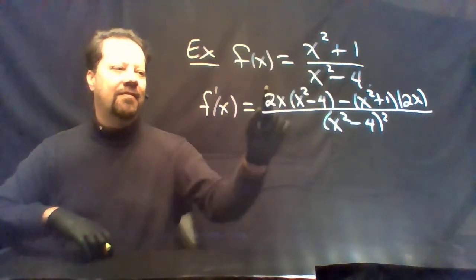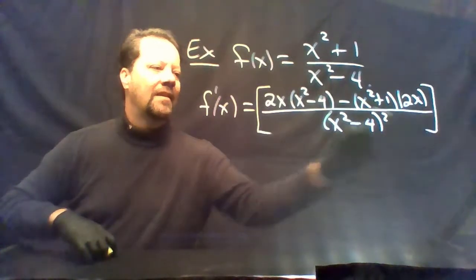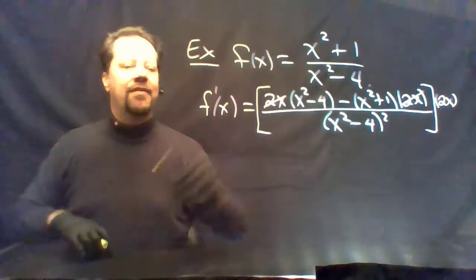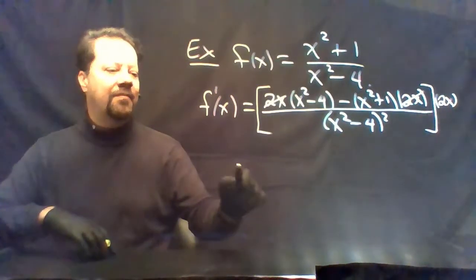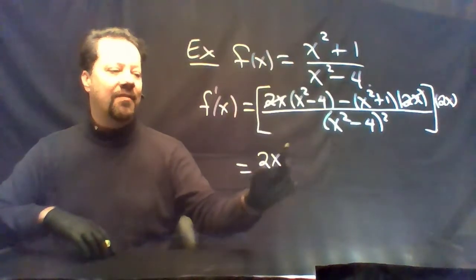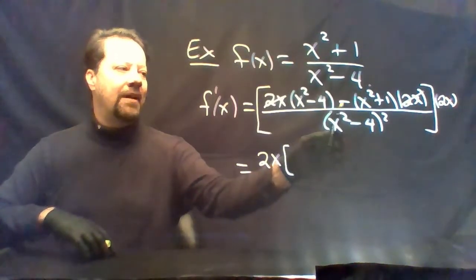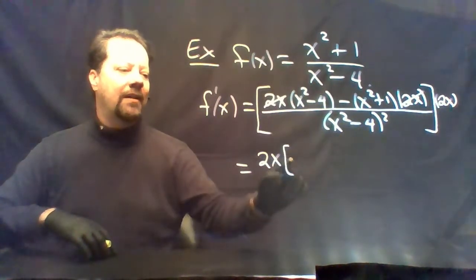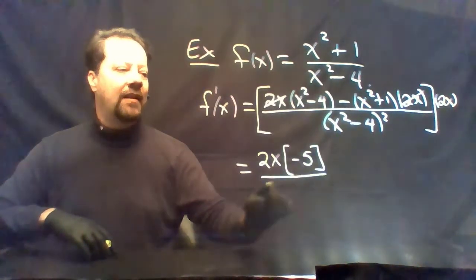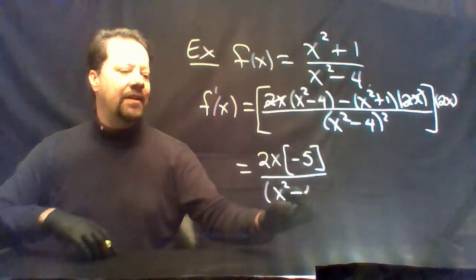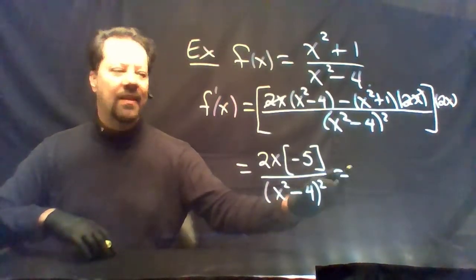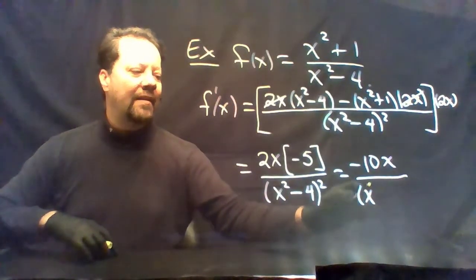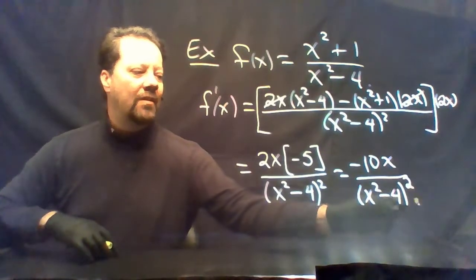Factor first. Let's put some braces around this and take a 2x out of the numerator. What's left over? We have that factor of 2x. We have x squared minus x squared, which cancels. Negative 4 minus 1 is minus 5. And that's over x squared minus 4 quantity squared. We'll simplify this further to negative 10x divided by x squared minus 4 quantity squared.